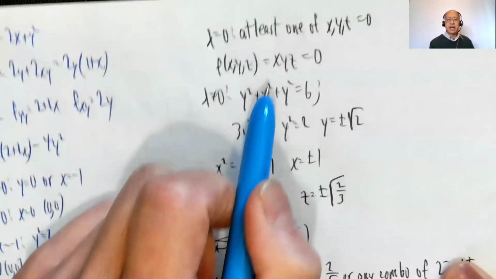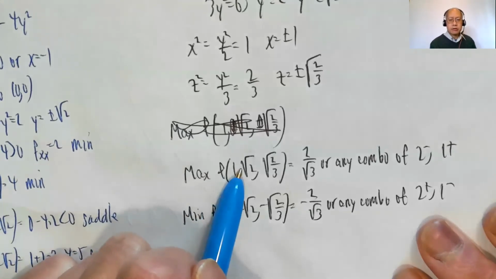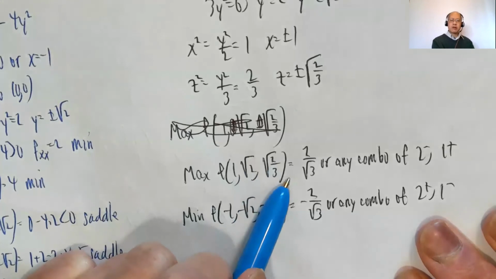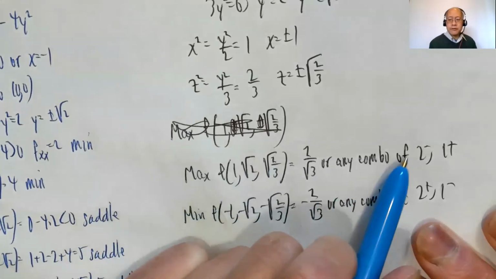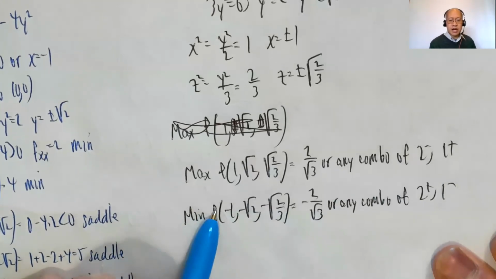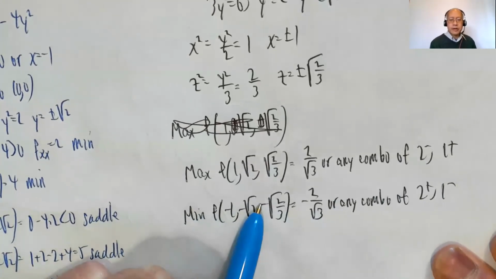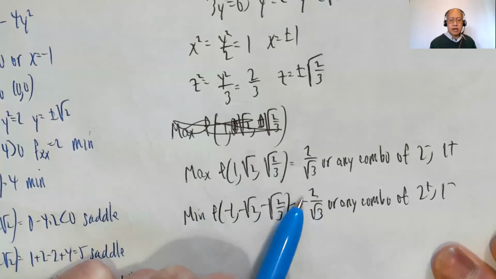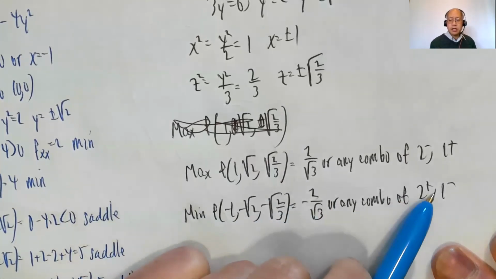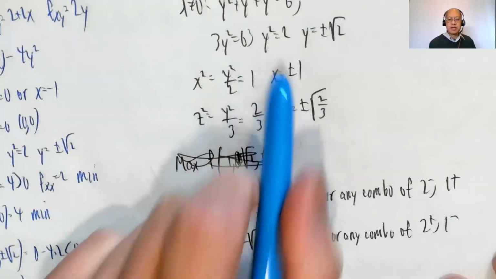How do I maximize xyz? Well, the maximum is f of (1, radical 2, radical 2/3). That means they're all positive, which is 2 over radical 3, or any combination of 2 negatives and 1 positive. To minimize, I make them all negative, f of (negative 1, negative radical 2, negative radical 2/3), which is negative 2 over radical 3, or any combo where 2 positives and 1 negative from this list.